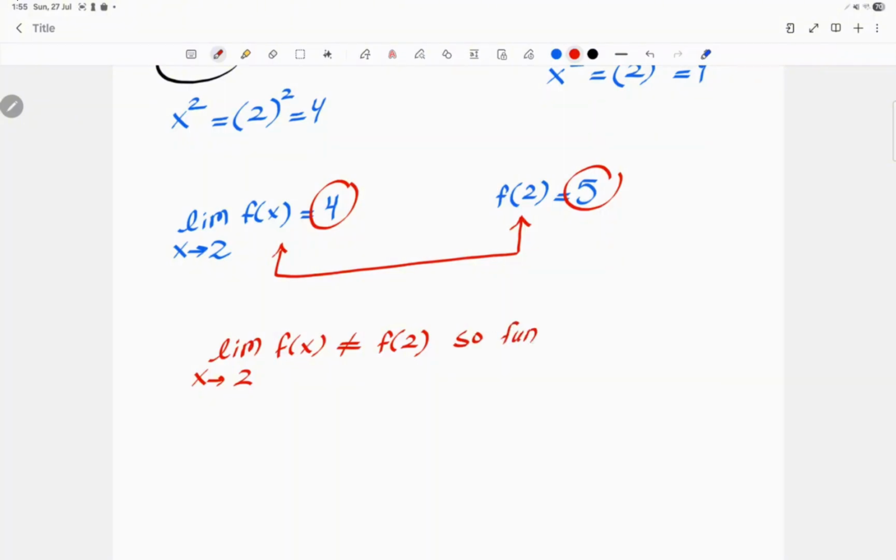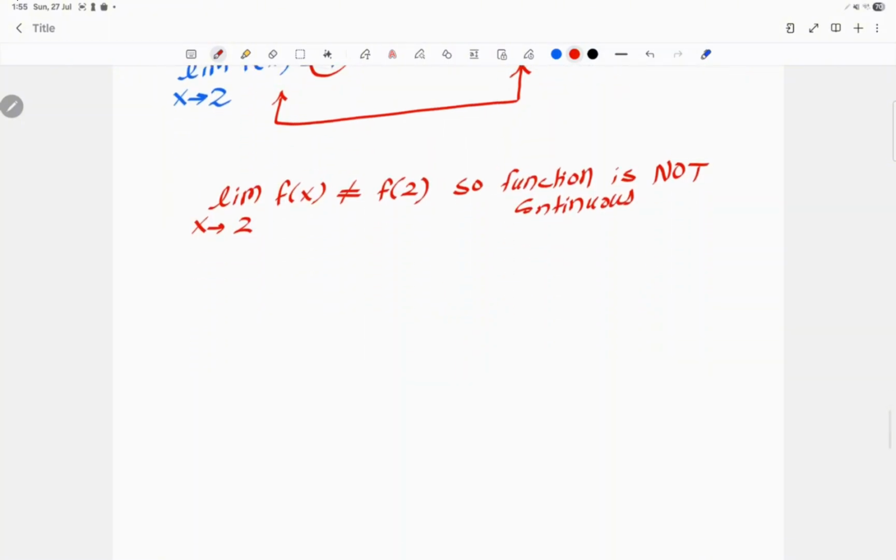So the function is not continuous. Let's look at the graph. If you look at the graph, is the graph made of two segments or one segment? Where's the other one? No, it's all one segment.